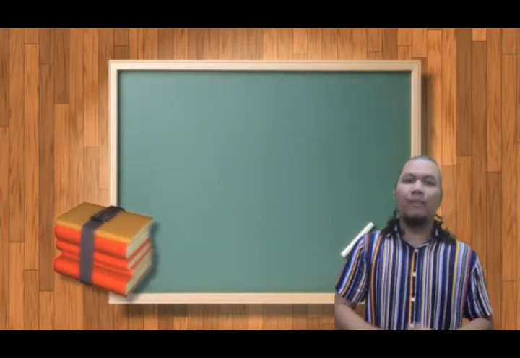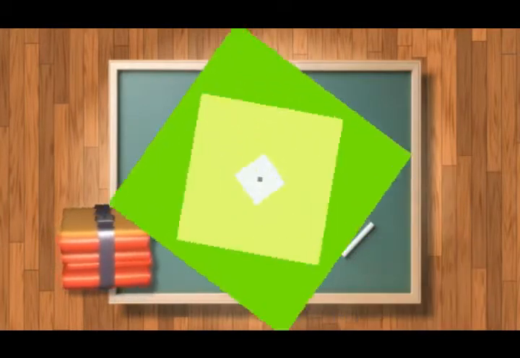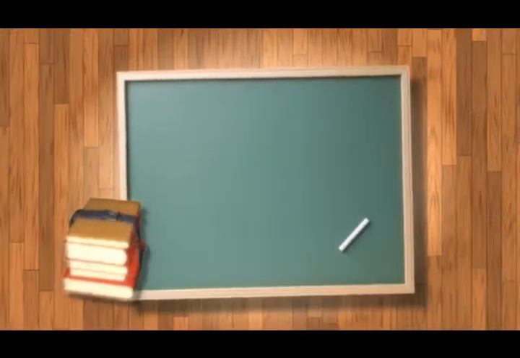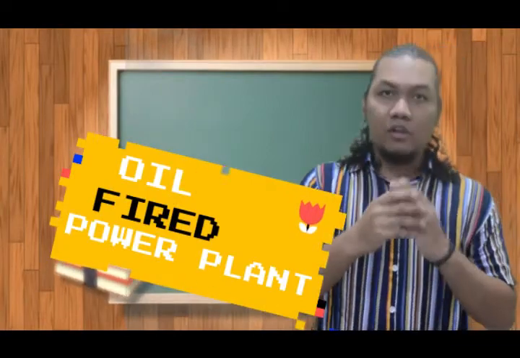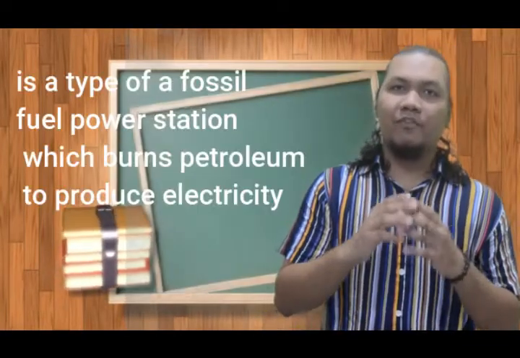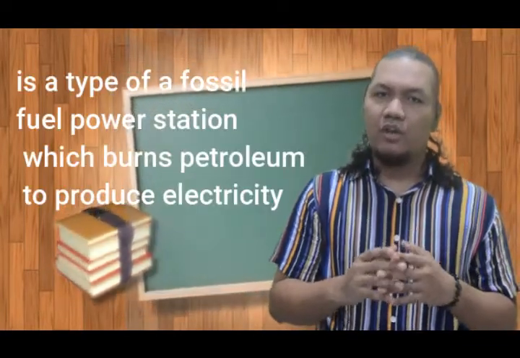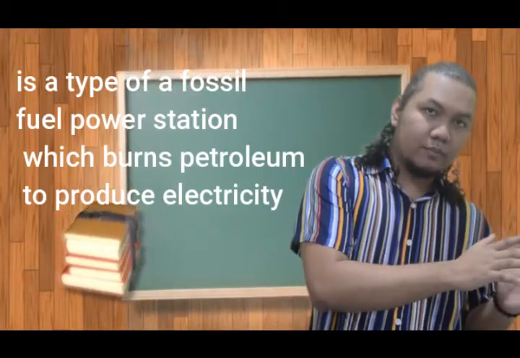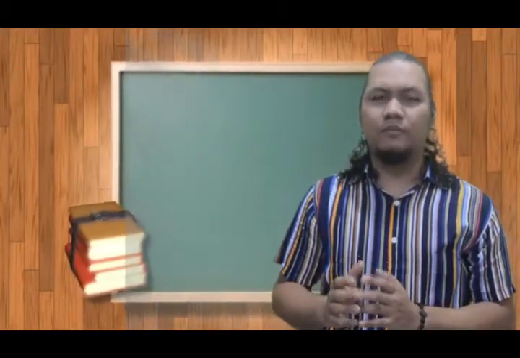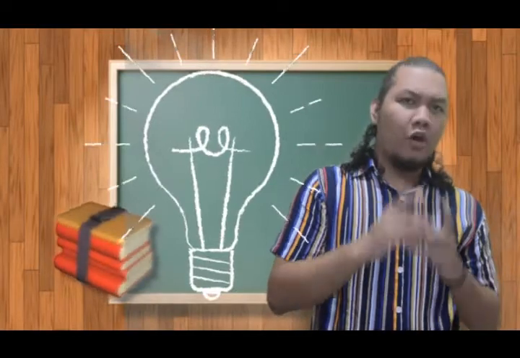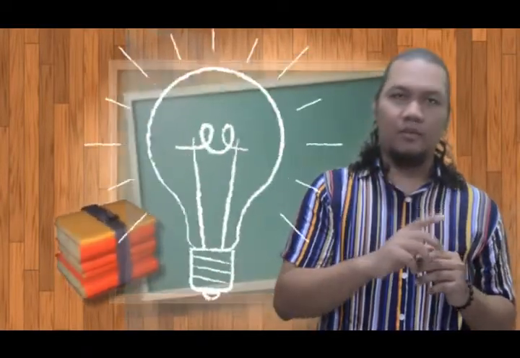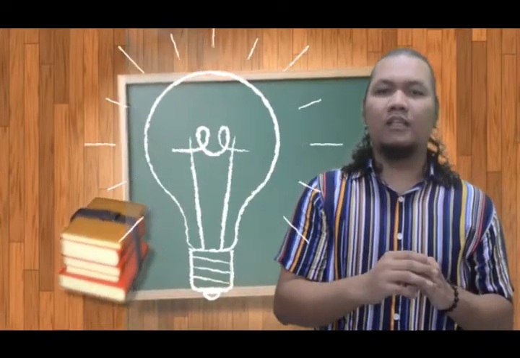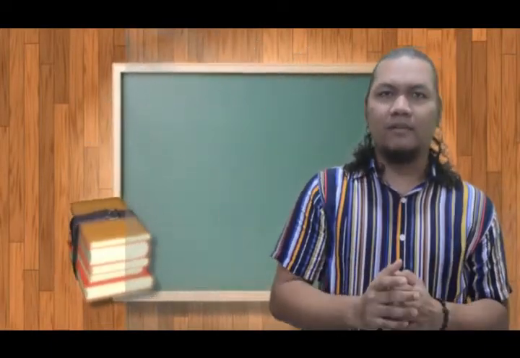This is where our main topic comes in. So, what really is an oil power plant? An oil-powered power plant, or petroleum power plant, is a type of fossil fuel power station which burns petroleum to produce electricity. So oil or petroleum is one type of fossil fuel. Let's have a look at the types of fossil fuels then.